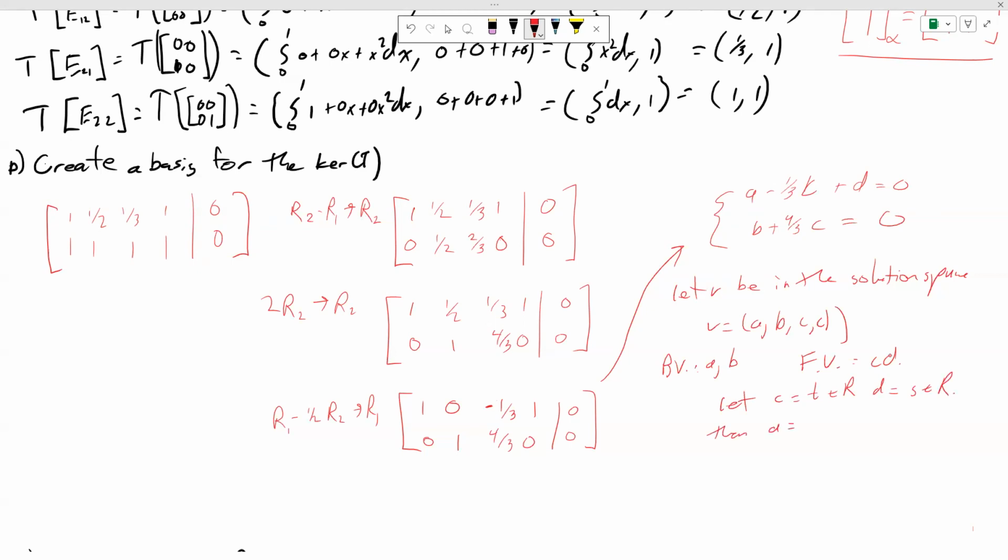Then A equals 1/3 T minus S, and B equals minus 4/3 T. So V equals (1/3 T minus S, minus 4/3 T, T, S), or V equals T times (1/3, minus 4/3, 1, 0) plus S times (minus 1, 0, 0, 1).